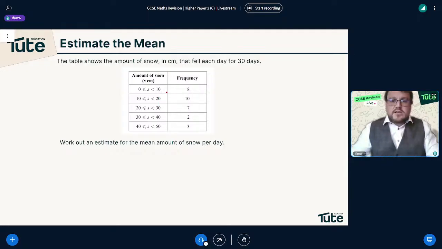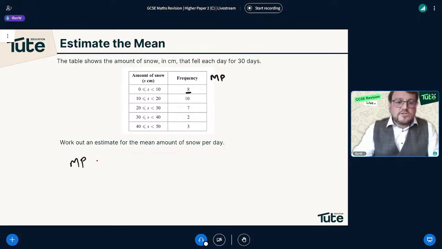Okay, that means that these 8 could be any number between 0 and 9.999999999. We don't know which ones. That means that you have to find a number that is reasonable to use from this group, and the best number to use is the midpoint. How do you find the midpoint? Well, the midpoint is always your top number, add your bottom number, divide by 2. So 0 plus 10, 10, midpoint is 5.